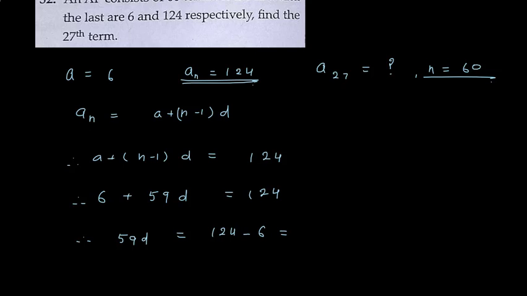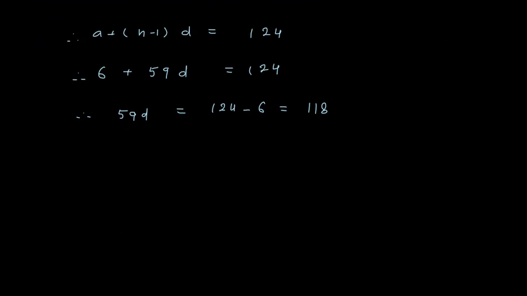So it is 14 minus 6, 8, so it is 118. Therefore D is equal to 118 divided by 59. And we will get the answer as 2. You can easily figure out that 59 into 2 is 118. So D is equal to 2. So I got the value of D.